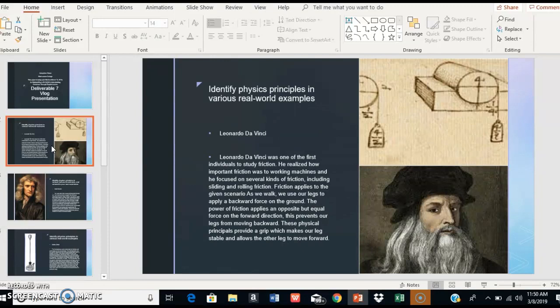Leonardo da Vinci was one of the first individuals to study friction. He realized how important friction was to working machines, and he focused on several kinds of friction, including sliding and rolling friction. Friction applies to the given scenario as we walk: we use our legs to apply a backward force on the ground. The power of friction applies an opposite but equal force in the forward direction. This prevents our legs from moving backwards. These physical principles provide a grip which makes our leg stable and allows the other leg to move forward.